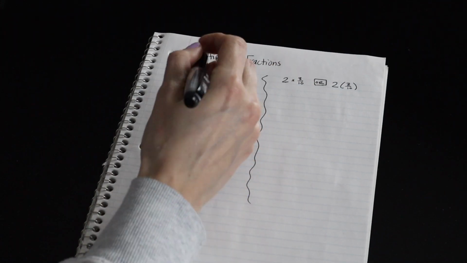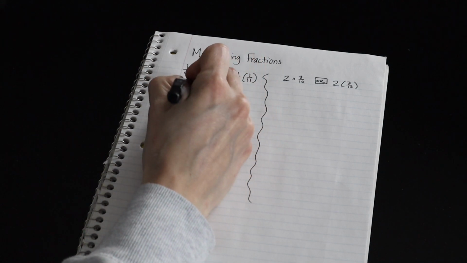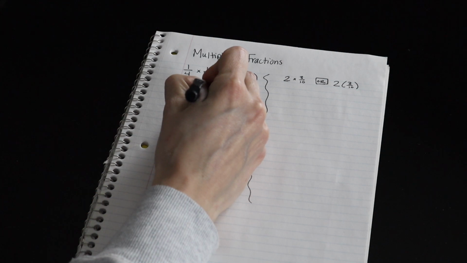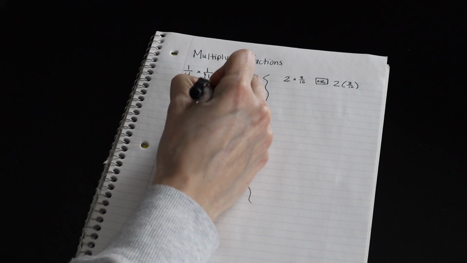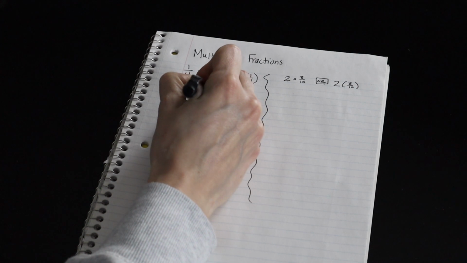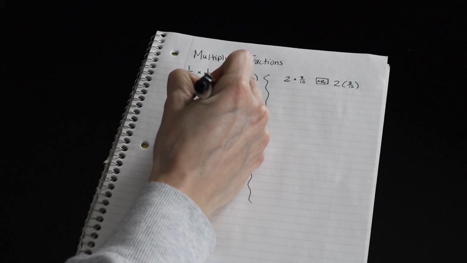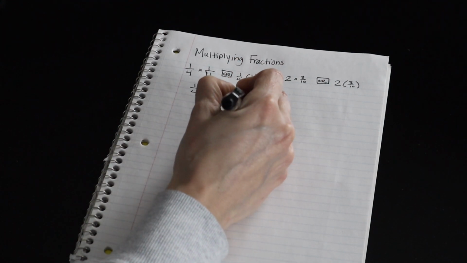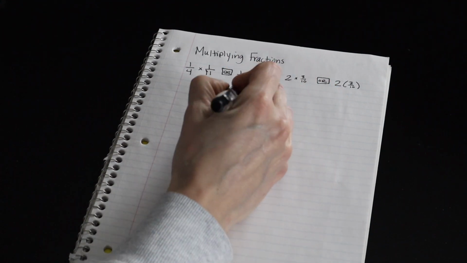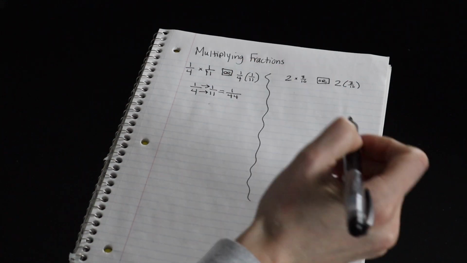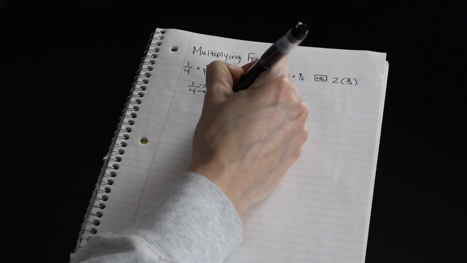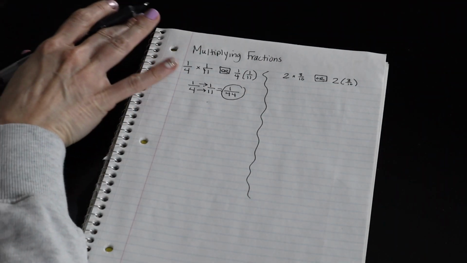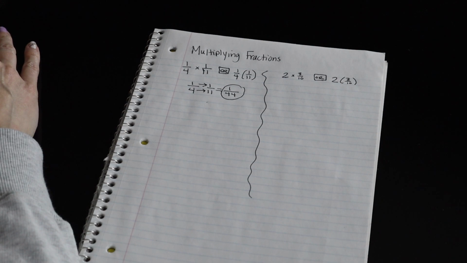So with either one, you're going to multiply straight across. So 1 times 1 is 1. 4 times 11 is 44. So that is your final answer. That is as simple as you can make it.